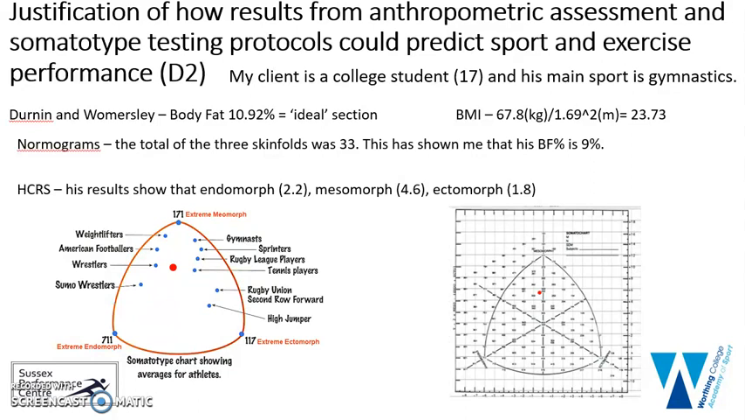While looking at nomograms, the total of the skin folds was 33 millimeters. This has shown me that his body fat is 9%. If this is true, then he is very fit. Athletes usually have single-digit body fat percentage, so it is very good. As a college student, he would not need to improve much. He is still in the ideal section in the normative data.